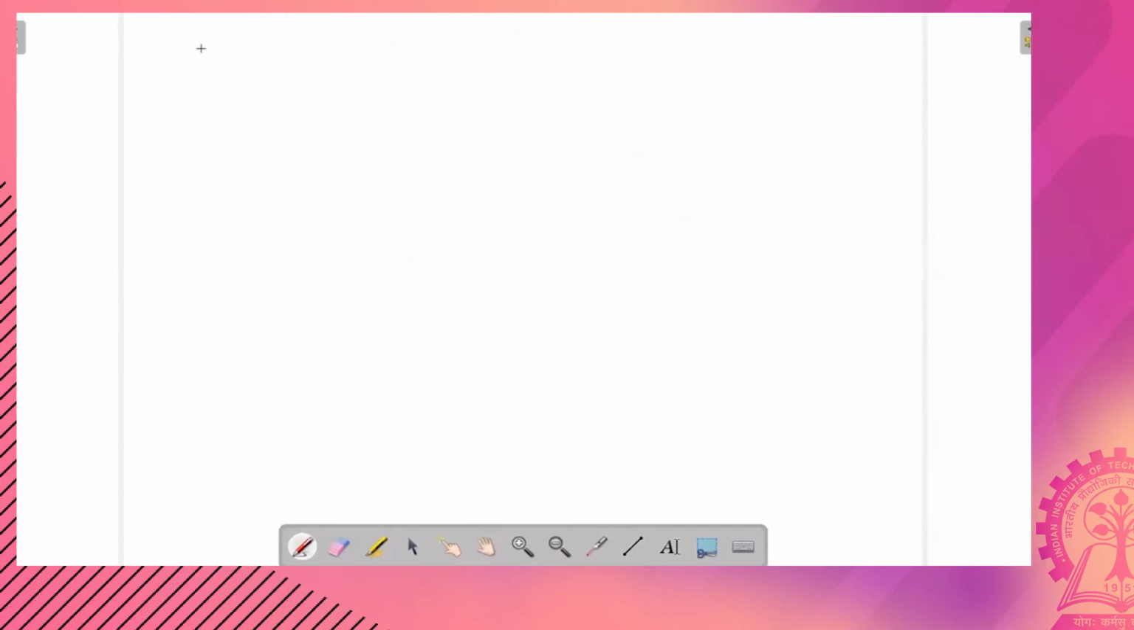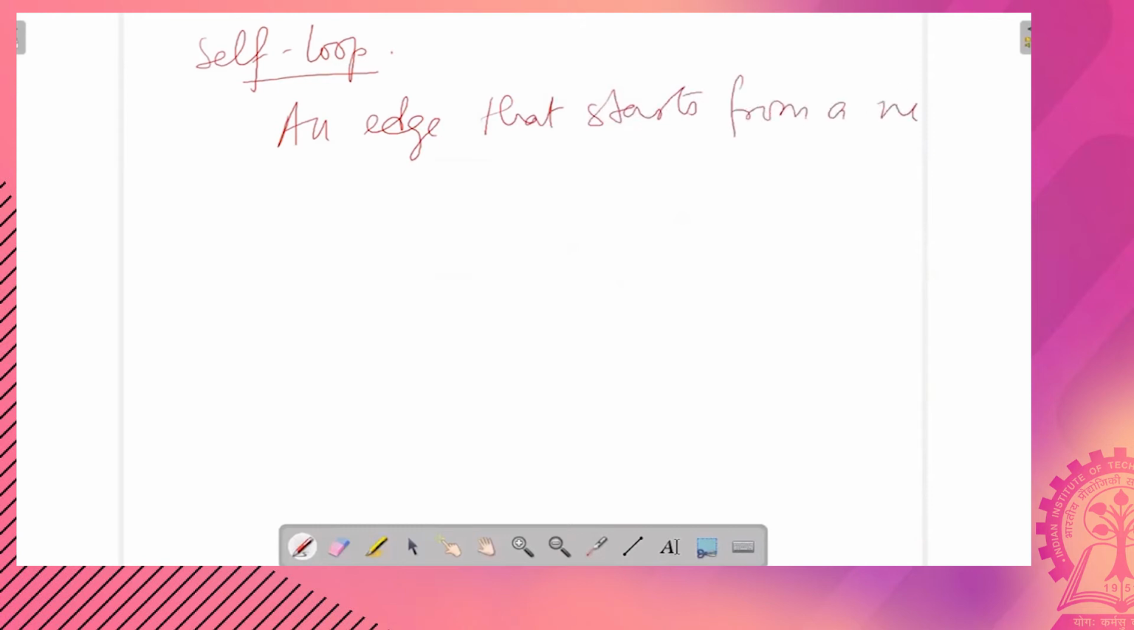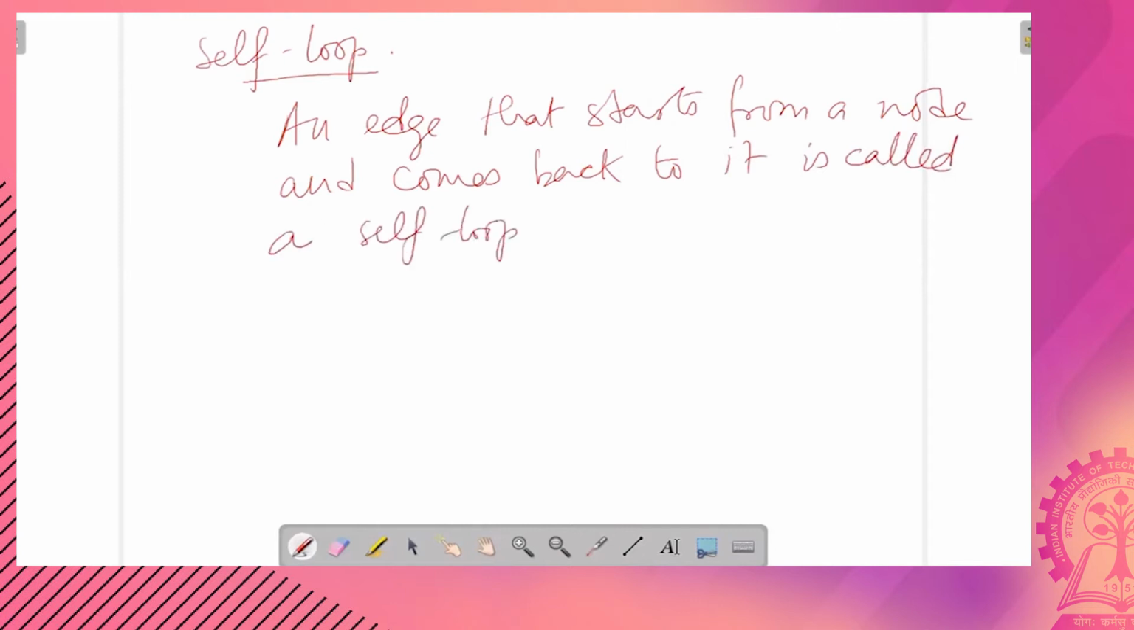So the next thing is self-loop. An edge that starts from a node and comes back to it is called a self loop. So an example once again.